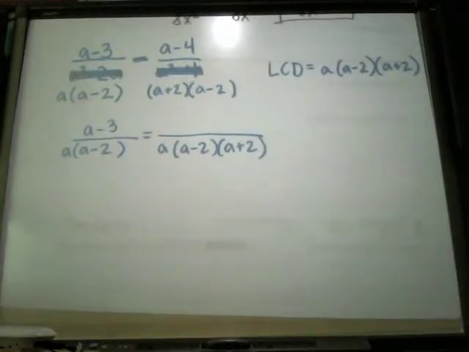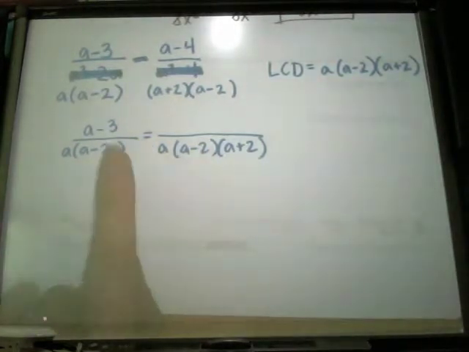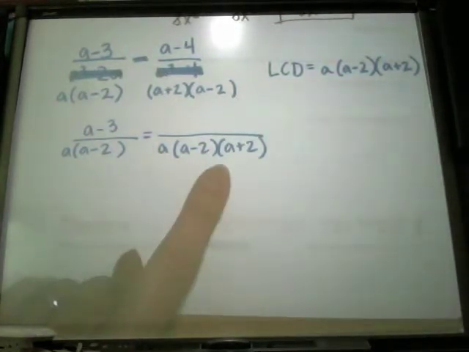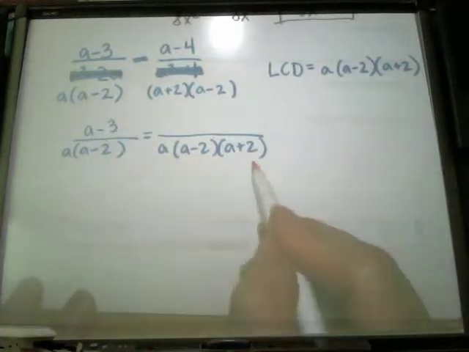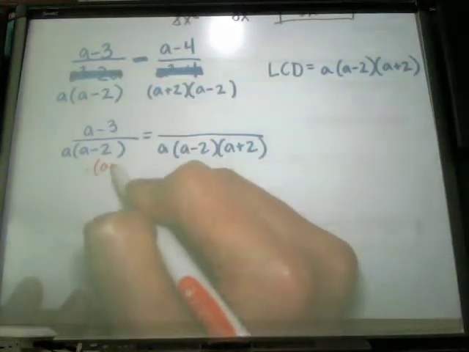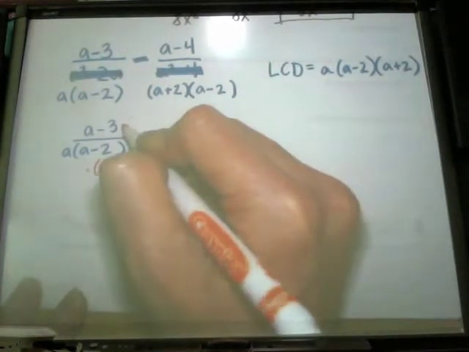To rewrite the fraction for step 3, I need to figure out how I got from this denominator to this one. What's the difference from here to here? What do I need to multiply the left side by to get it to look like the right side? Kate? A plus 2. Yep, the only thing that's missing is times a plus 2.